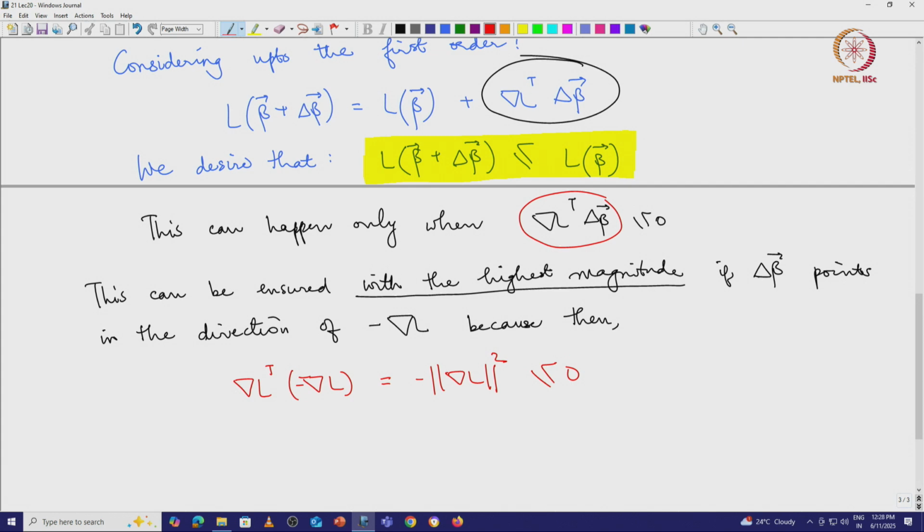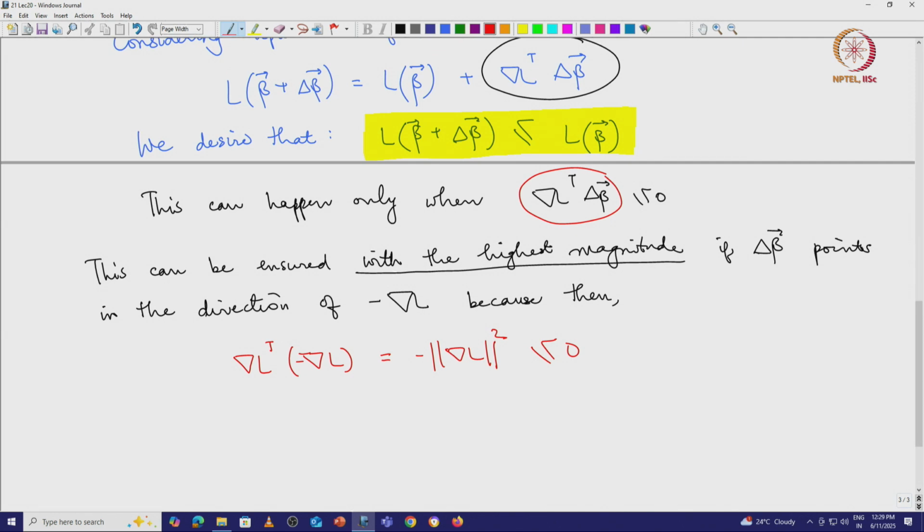So this is what is meant by steepest descent. We have taken a descent in terms of the value of the loss function in the steepest possible manner, or in other words we have moved in the direction of the negative gradient. So we have descended in the negative gradient direction. That is why the name of this algorithm is gradient descent or steepest descent.